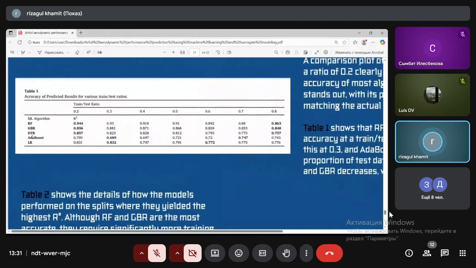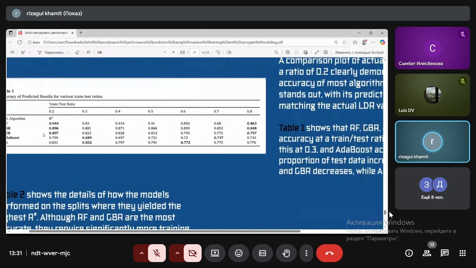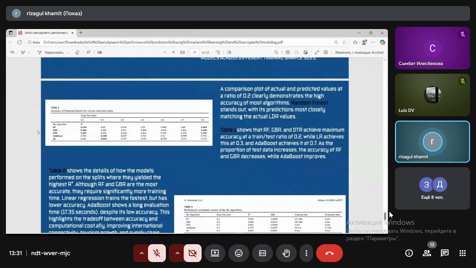The first three achieve maximum accuracy at a train ratio of 0.2, while linear regressor achieves this only at 0.3 and AdaBoost achieves it at 0.7. AdaBoost ranked at the bottom position, while Random Forest is on top.